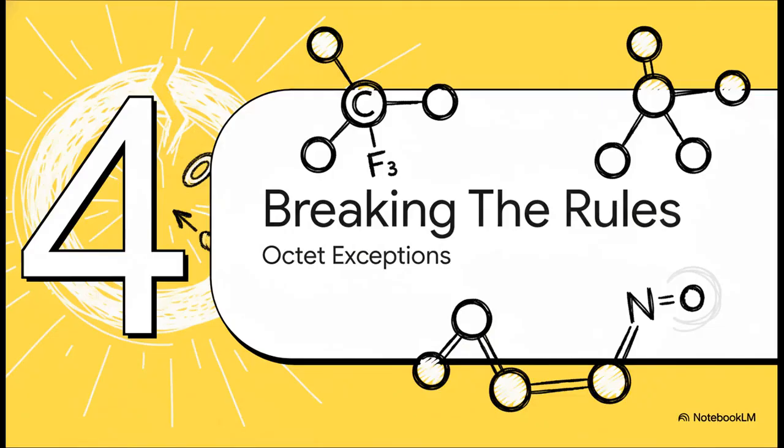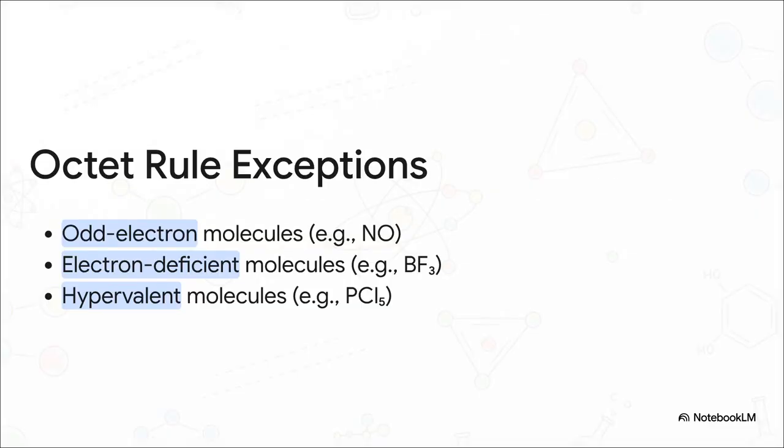Okay, so just when you think you've got it all figured out, chemistry loves to throw a curveball. The octet rule is an amazing guideline, but it's not a strict, unbreakable law. And there are a few important categories of molecules that, well, just don't play by the rules. So there are basically three types of rule breakers you'll run into.